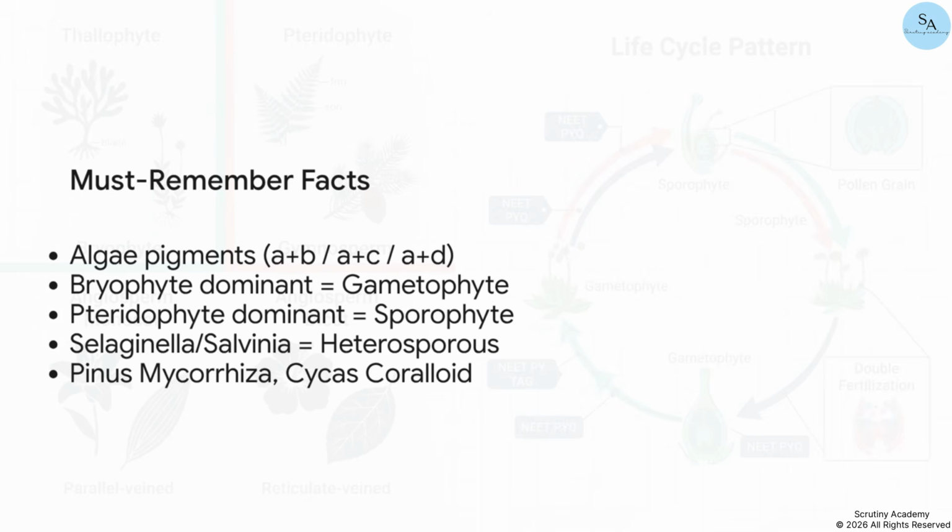Algae are haplontic, while bryophytes and pteridophytes are haplodiplontic, but the dominant phase flips. Gametophyte for bryos, sporophyte for pteridos. Gymnosperms and angiosperms are diplontic. 4. Selaginella and Salvinia are your heterosporous exceptions pointing toward seeds. And 5. Pinus has mycorrhiza. Cycas has coralloid roots. If you just know these 5 bullet points, you're already way ahead of the pack.